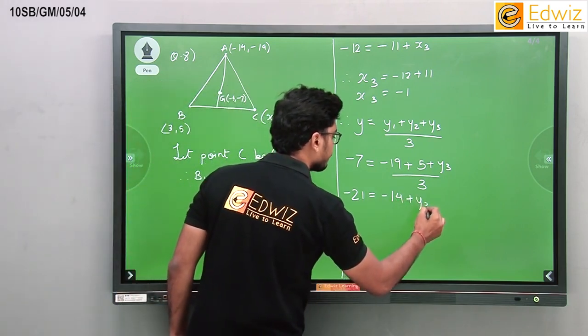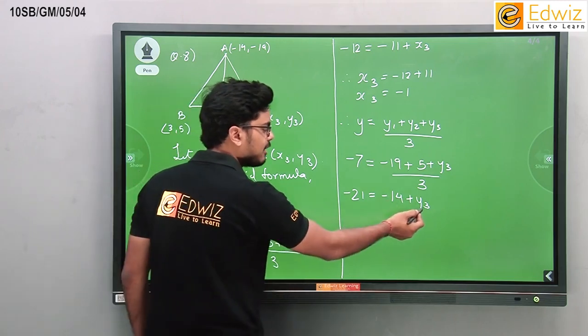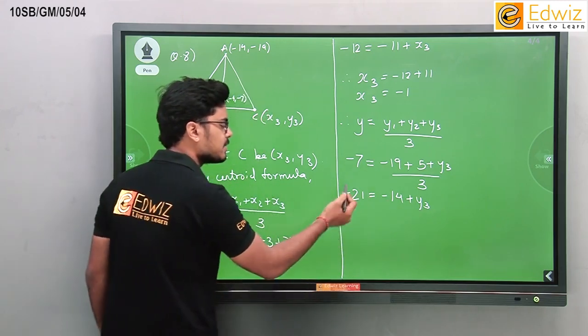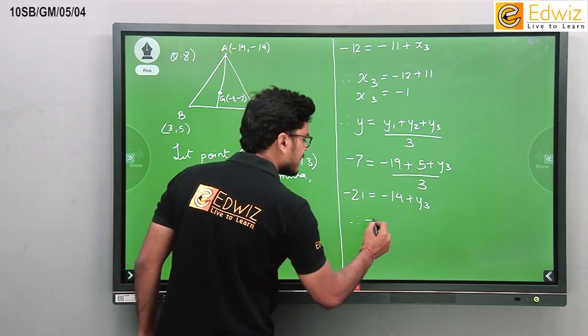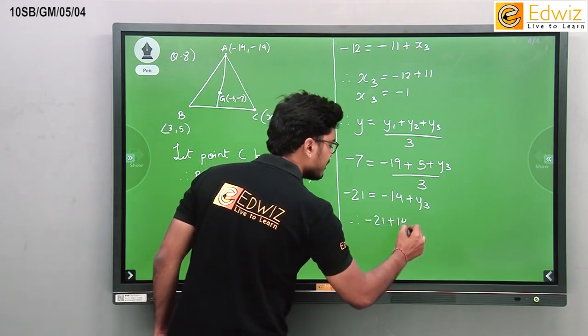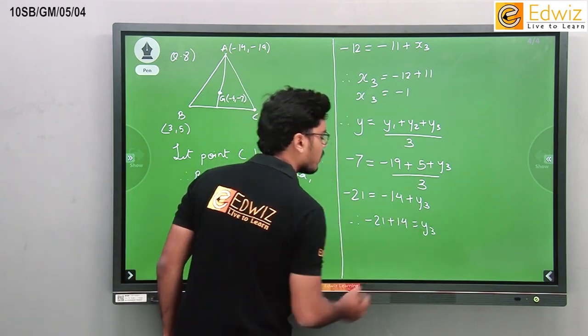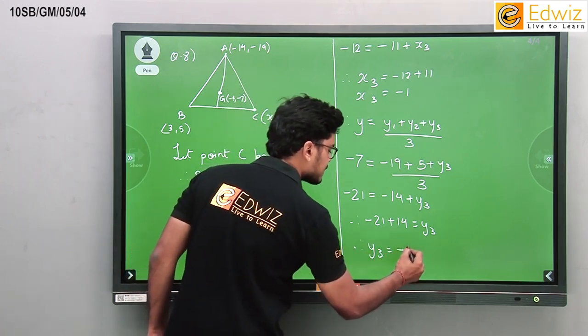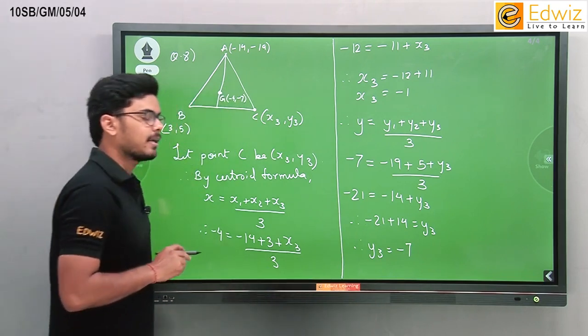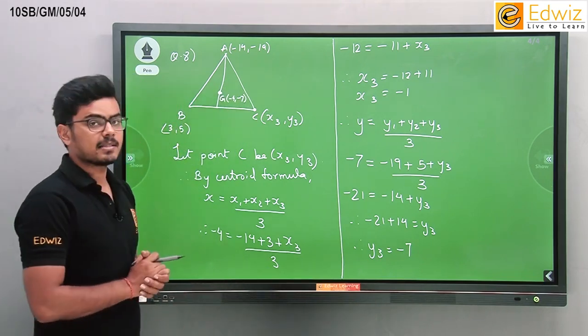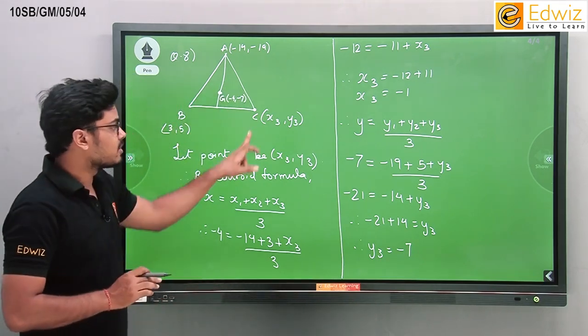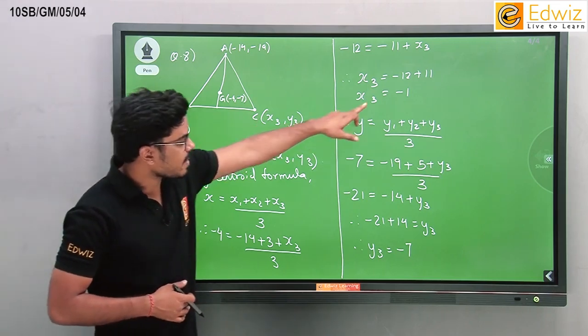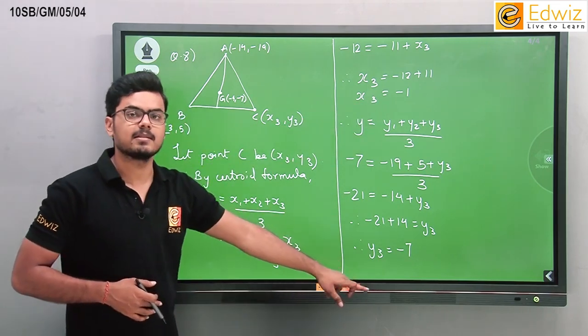plus y3. Okay, so y3 का वैल्यू फाइनली क्या मिलेगा? माइनस 14 जब इस साइड आ जाएगा, माइनस 21 प्लस 14 will be equal to y3. Okay, so finally we can say y3 is equal to minus 7. Correct? y3 is also equal to minus 7. Finally we know the coordinates of point C, minus 1 comma minus 7.